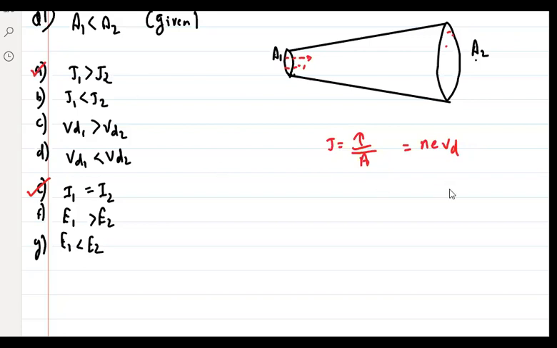And same thing goes for VD, and same thing goes for the electric field also. Yes or no? Right? Simple. Very simple formula. No extra concept, right? So it is VD1 is greater than VD2, right? So A, C, E, F. Okay, clear? Everyone is clear in this?